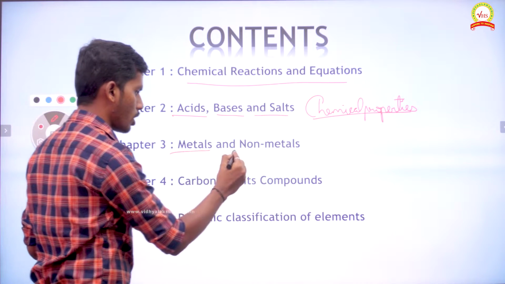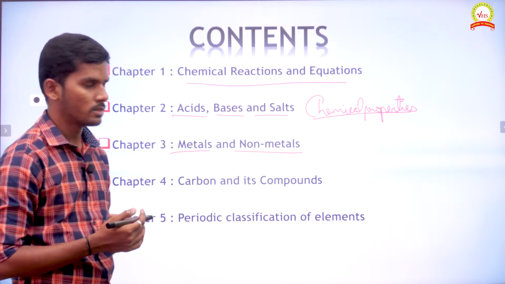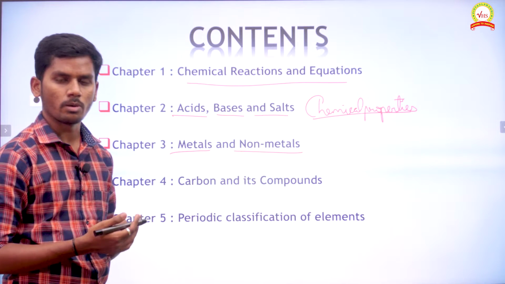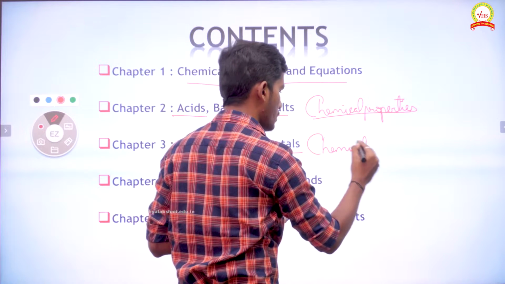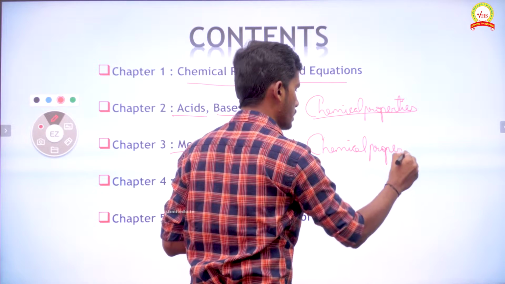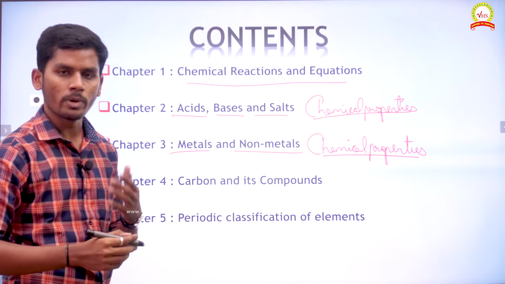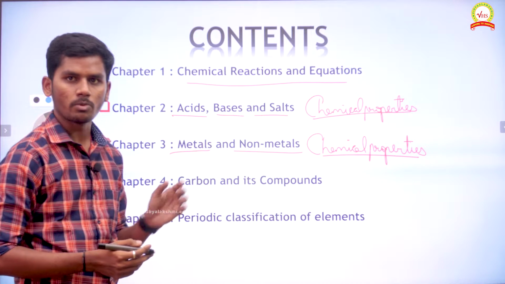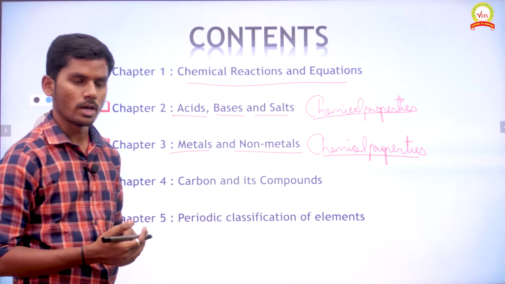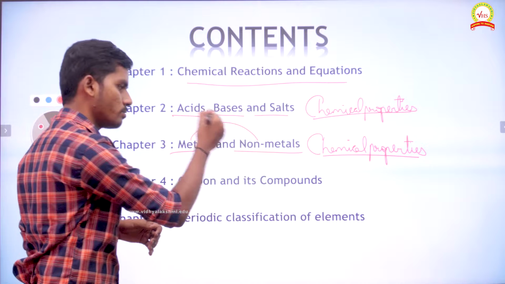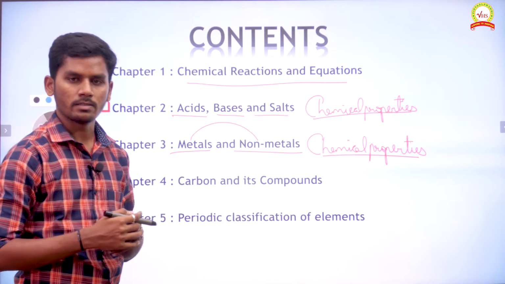Third chapter, metals and non-metals. We would have already studied the physical properties of metals and non-metals in the previous grades. But here, in addition to physical properties, we will also be discussing about chemical properties of metals as well as non-metals, like how metals react with air, how metal reacts with water, how metal reacts with acid. These kind of chemical properties we will be discussing in third chapter. And also in addition to that, we will be discussing how a metal reacts with a non-metal. What is the mechanism which is being followed when a metal and non-metal reacts? These things we will be discussing.